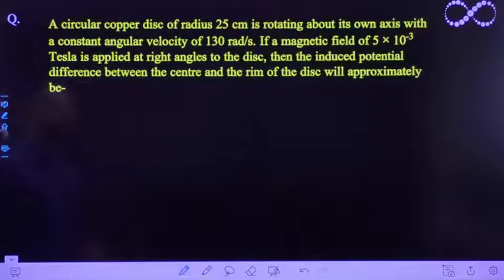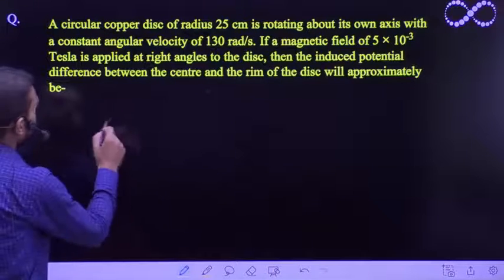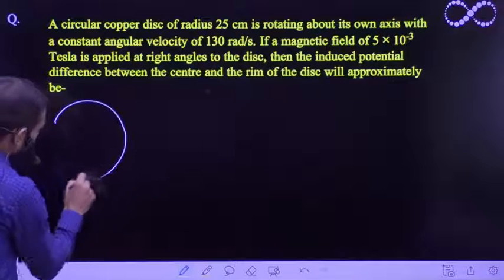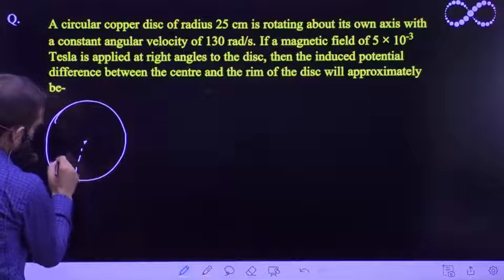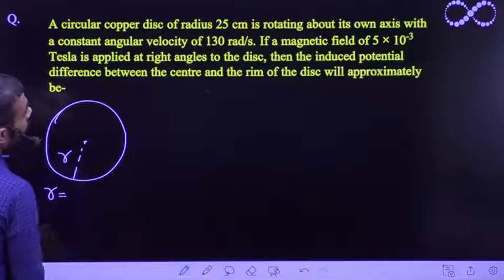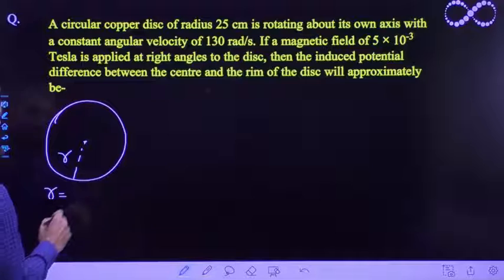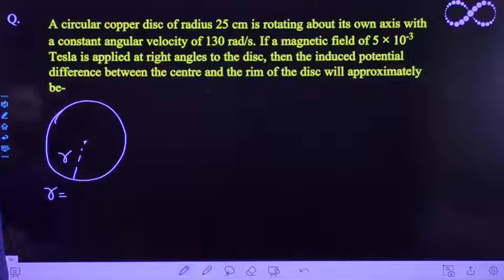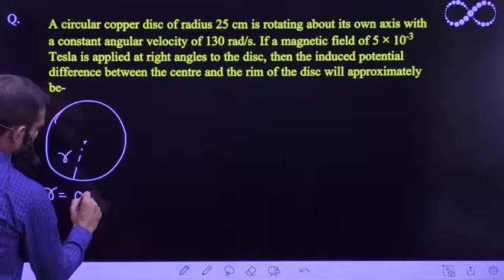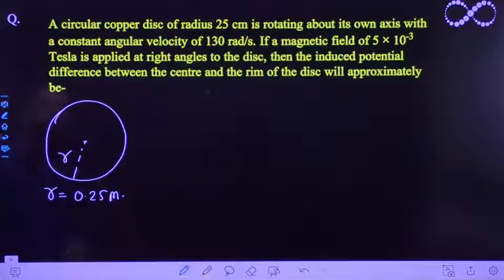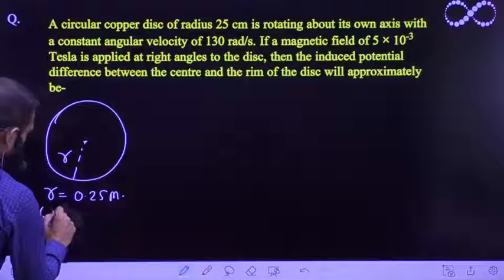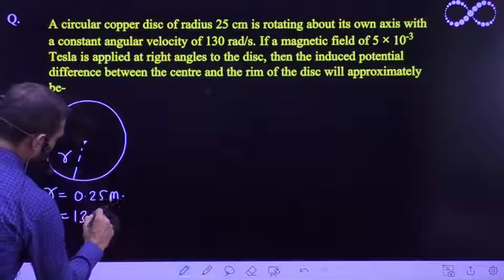A circular copper disc of radius r is rotating about its own axis with constant angular velocity omega. Let us make the diagram first. The disc is given in the question, and the radius is given as 25 centimeter. Working in SI system, that is 0.25 meter. Omega is given as 130 radian per second.